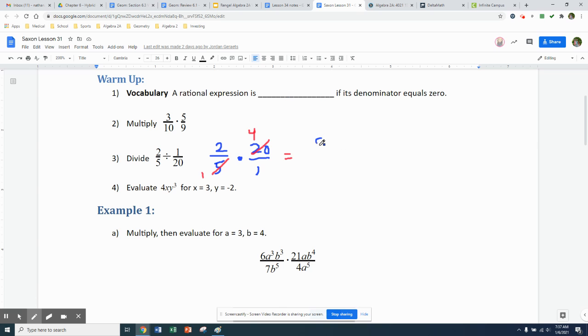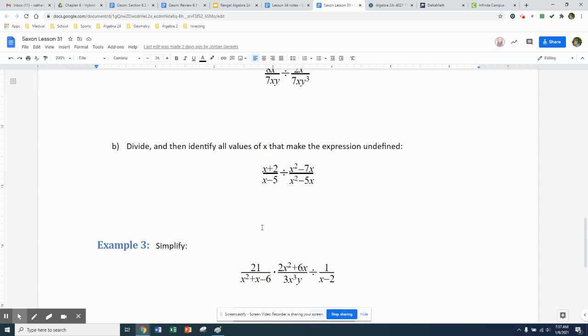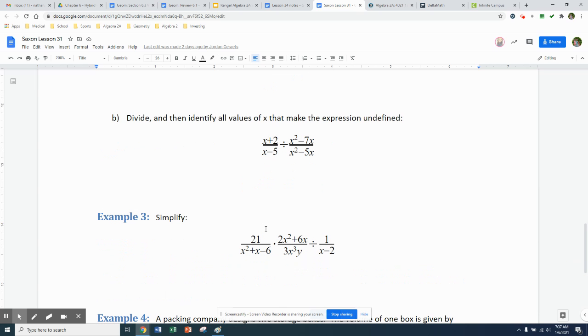Our 2 times 4 in our numerator is 8. 1 times 1 in our denominator is 1, which gives us 8. So to divide fractions, we are simply going to multiply by their reciprocal. So we are going to do problems with rational expressions, and to divide rational expressions, we are still going to follow that same idea, same process as we did when we're dividing fractions.